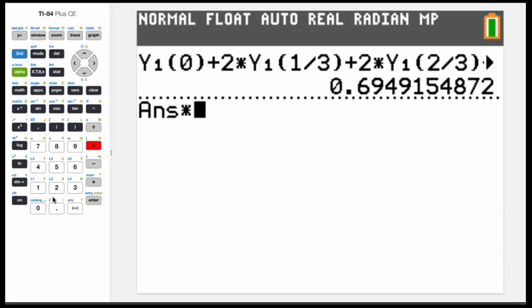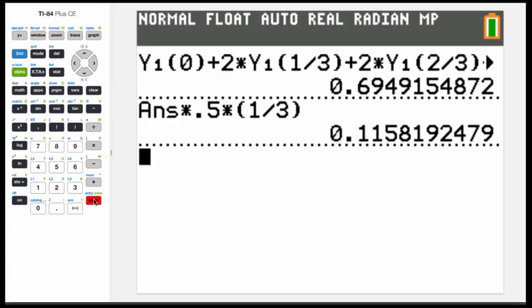Now don't forget though, we have to multiply by a half according to the trapezoidal rule, as well as the height of each of those individual trapezoids, which is going to be 1/3. So in the end, what we obtain for our approximation of this integral is approximately 0.116.